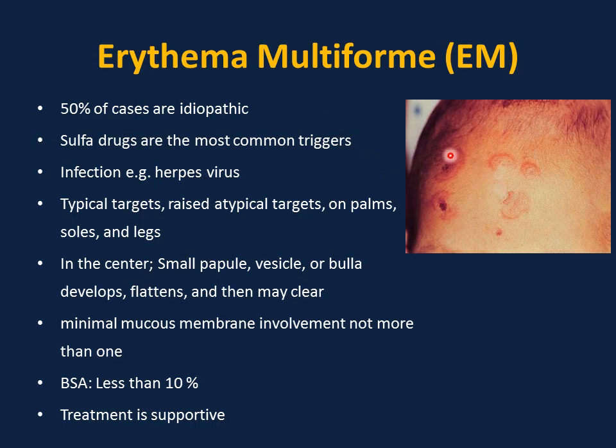The patient may present with a typical target lesion or atypical target lesion with central clearing. They may develop papules, vesicles, or bulla in the middle of the lesion. It can be associated with mucous membrane involvement, but it will be just one mucous membrane. Extensive mucous membrane involvement, more than one, will change the diagnosis to Stevens-Johnson syndrome.